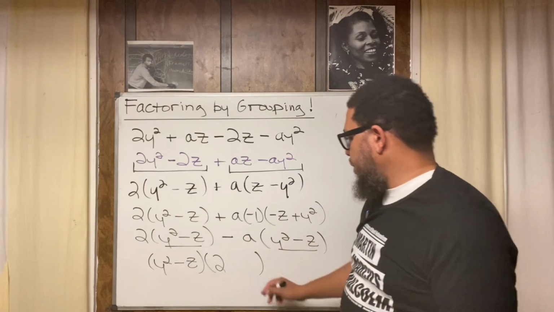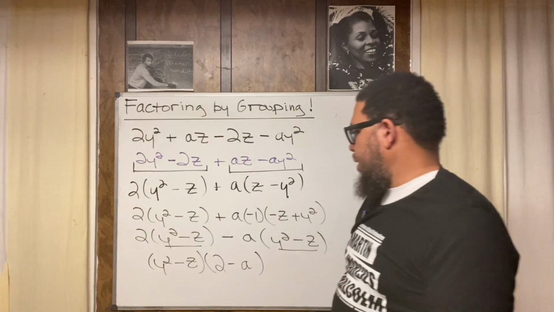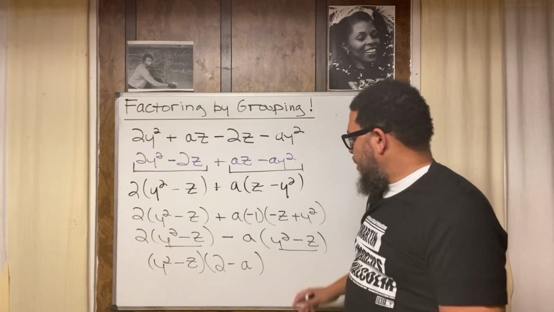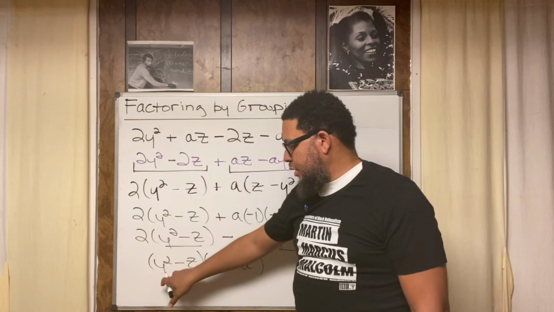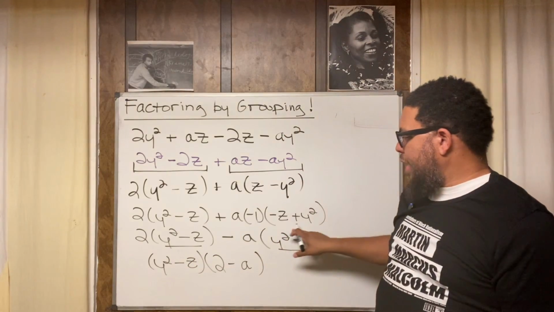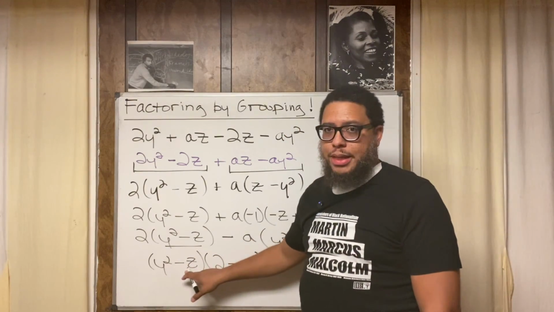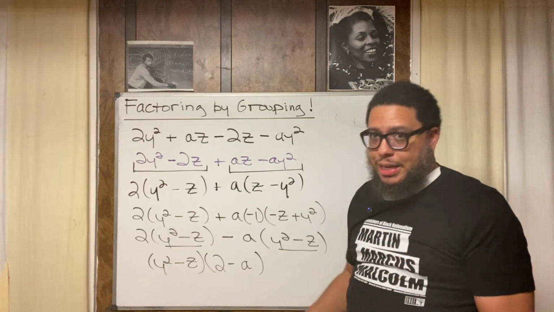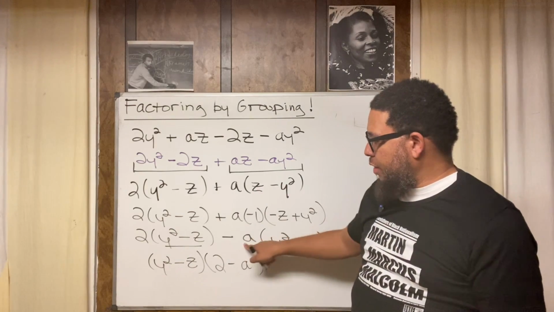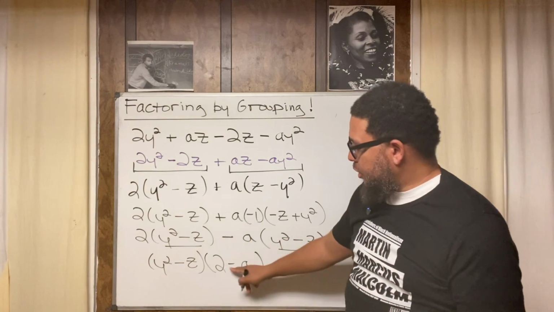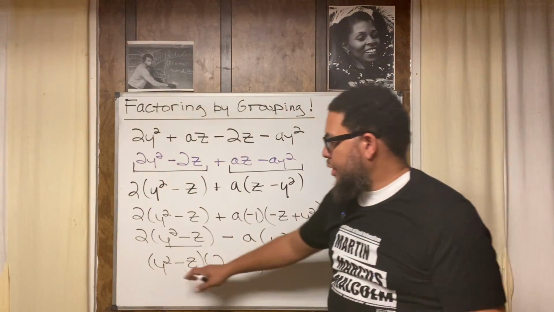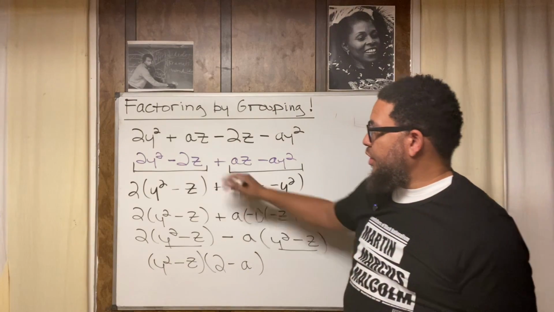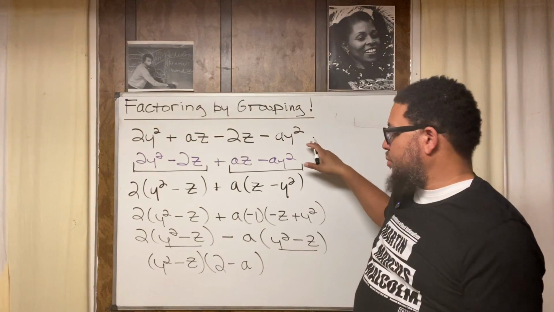Then over here, this is going to be minus a. Why is it minus a? Because again, we divide this whole expression by the GCF. And y squared minus z divided by y squared minus z is equal to positive 1. So then you had negative a times the positive 1, which gives you negative a. So this is our final answer. This is the factored form of this original expression with 4 terms in it.